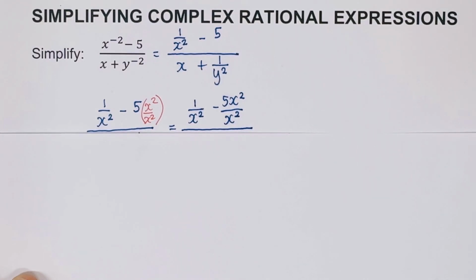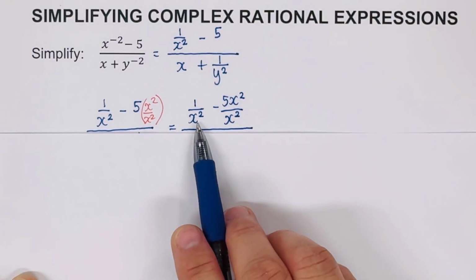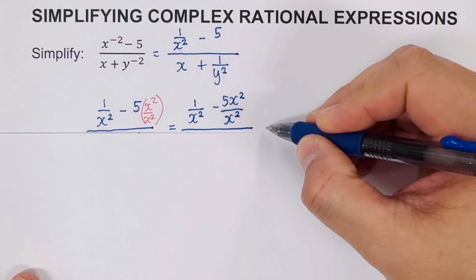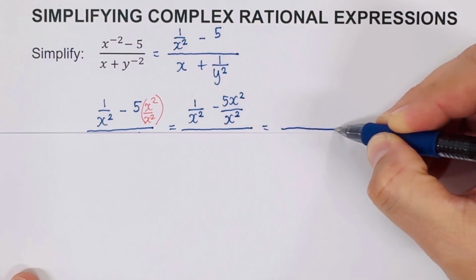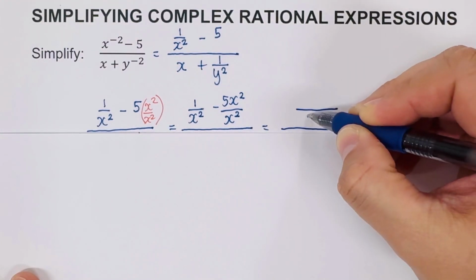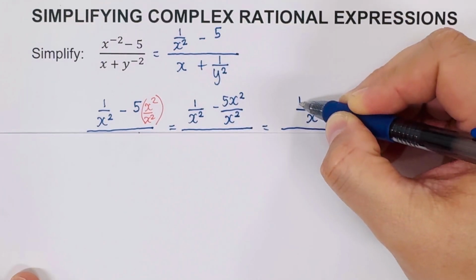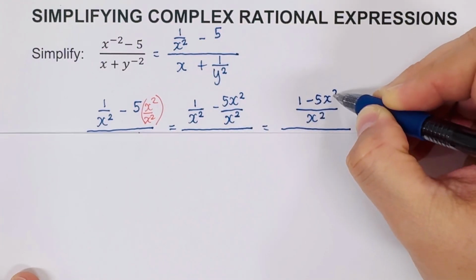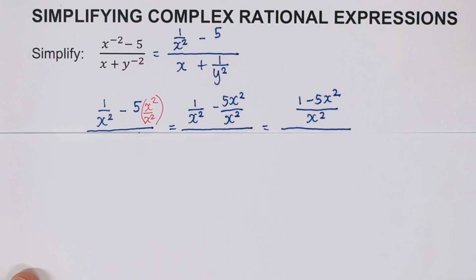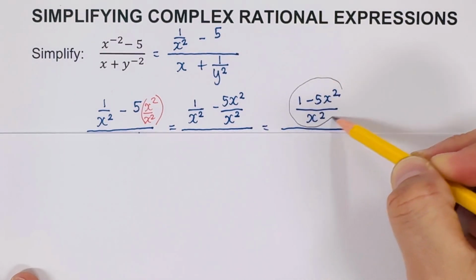If you notice, their denominators are already the same, which is x squared. So I can go ahead and collect their common denominators down here. So that is x squared, and that's 1 minus 5x squared. This is the simplified version of the numerator.